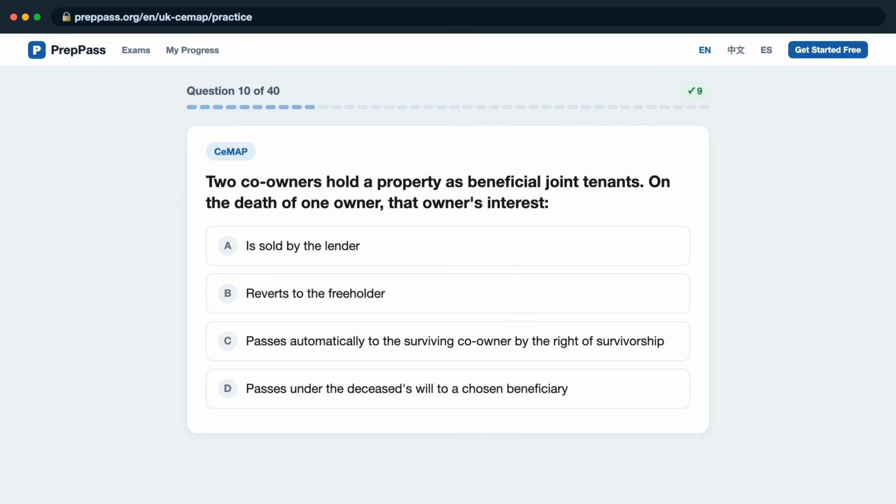Question 10. Two co-owners hold a property as beneficial joint tenants. On the death of one owner, that owner's interest, is it A, is sold by the lender? B, reverts to the freeholder? C, passes automatically to the surviving co-owner by the right of survivorship? D, passes under the deceased's will to a chosen beneficiary?